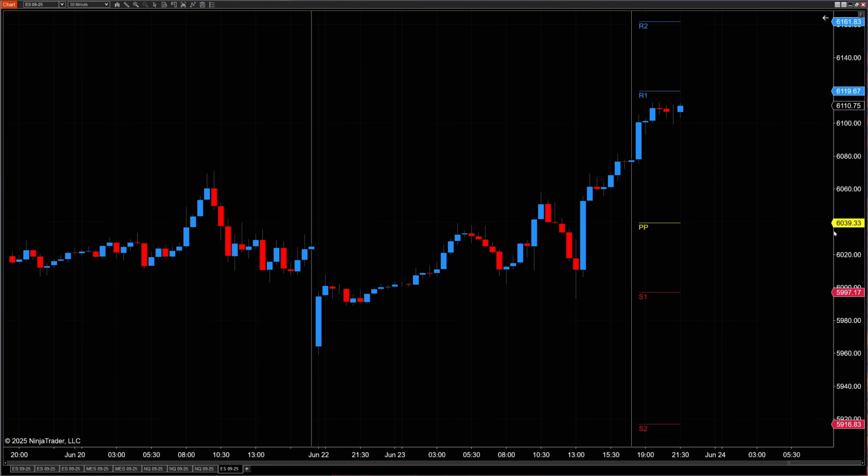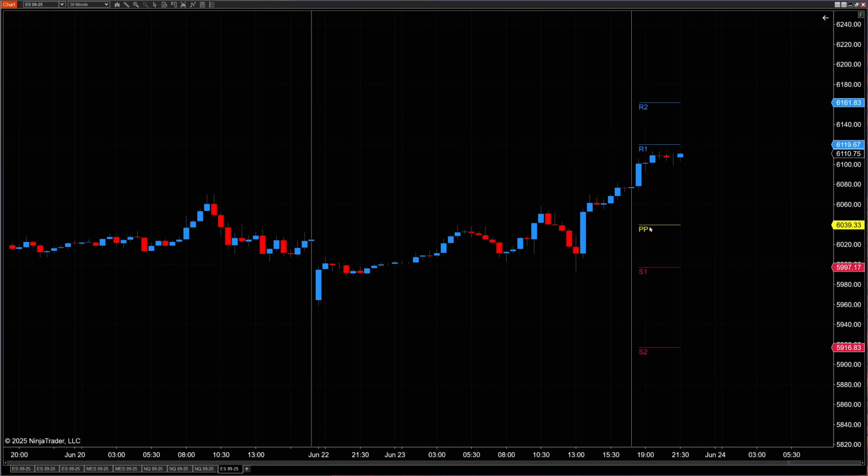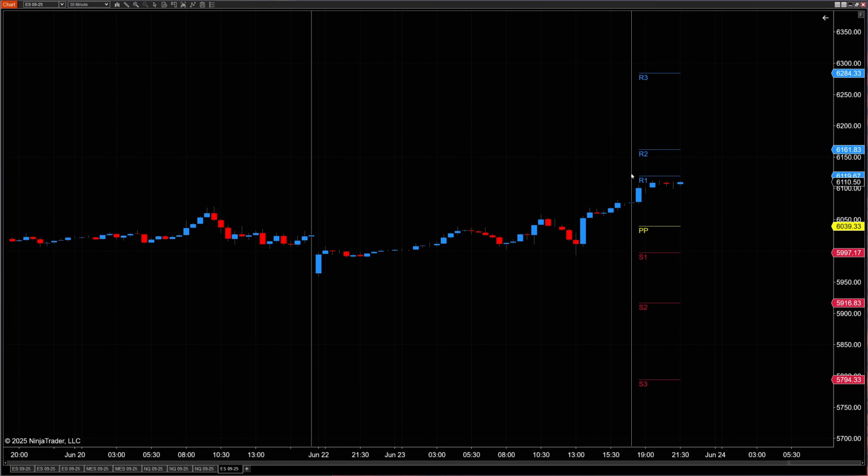Now, there's a couple of lines that we're going to see. You're going to see the P point, or the pivot point. We have R1, R2, R3, which are resistance 1, resistance 2, and resistance 3. To the downside, we have S1, S2, S3, which are support 1, support 2, and support 3.